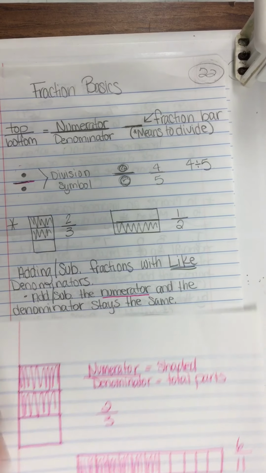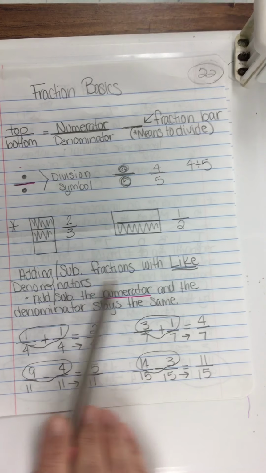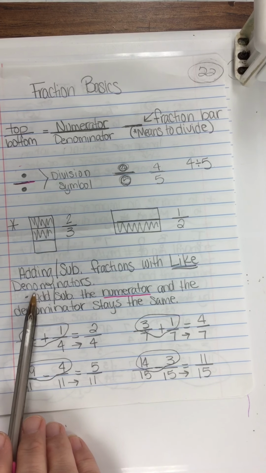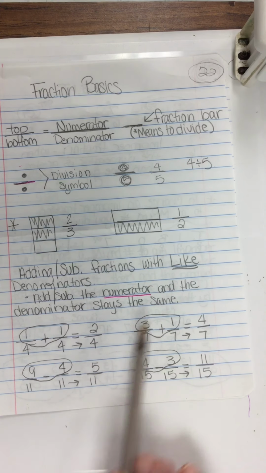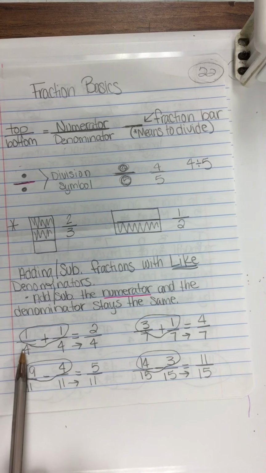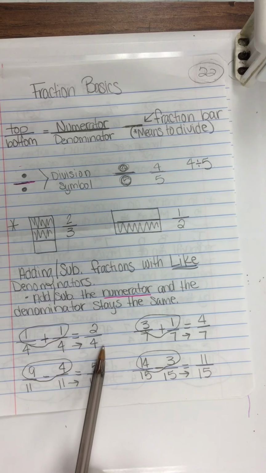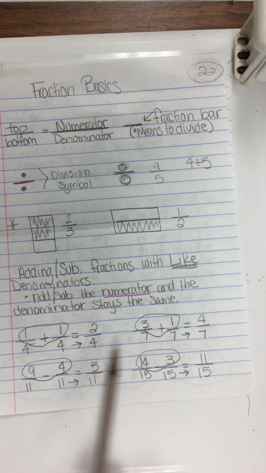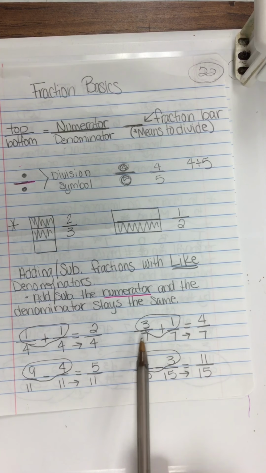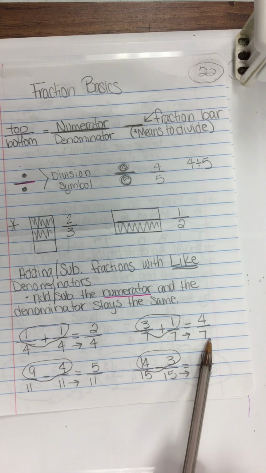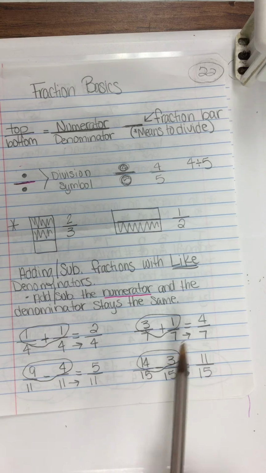One thing you should remember from 4th grade is when you're adding and subtracting fractions with like denominators, you add or subtract the numerators and the denominator stays the same. So for example, 1/4 plus 1/4: 1 plus 1 equals 2, and 4 just stays the same. The denominator did not change. 3/7 plus 1/7: 3 plus 1 is 4, and 7 stays the same. You're adding the numerators. The denominator just stays the same all the way across.